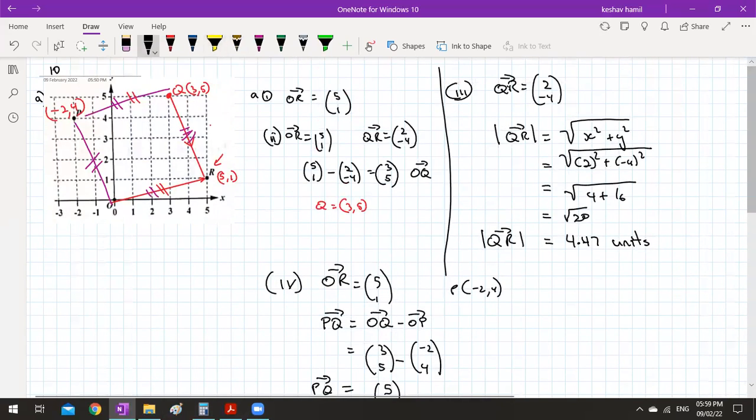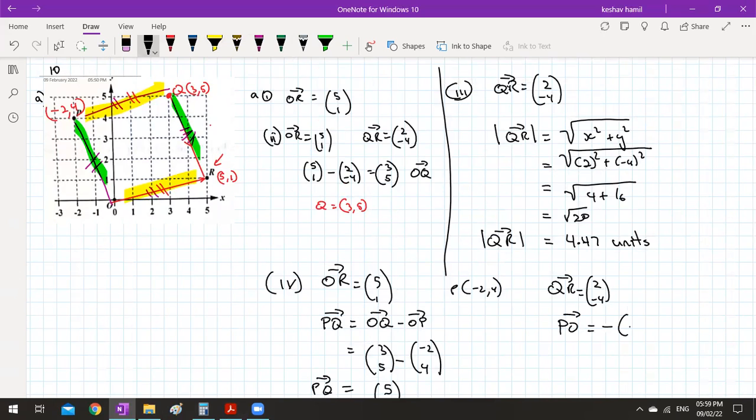So basically, we did this part already, so I'll highlight it. We did this part here. Now we need to do this part. And we know QR, they give us QR. The vector QR is (2, -4). So basically, we have to show that PO is (2, -4). Now, PO is the same as negative OP.